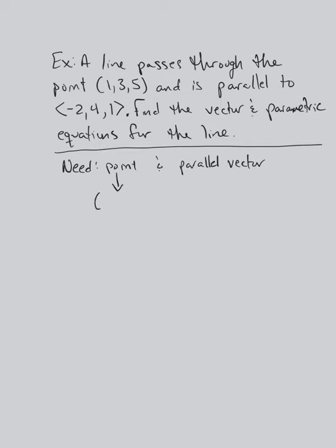The point we want is 1, 3, 5, and the parallel vector is negative 2, 4, and 1. Now in terms of the vector form of the line, its general form is r equals r naught plus t times v. Remember what r naught is.